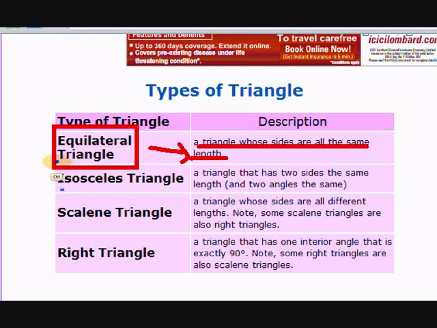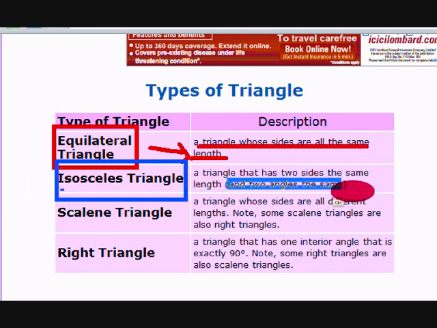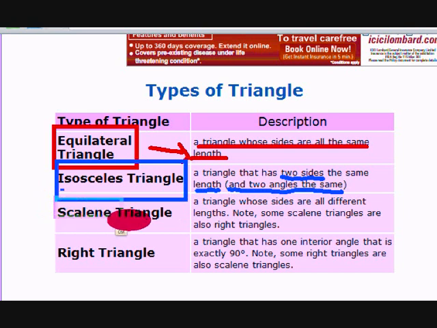Second one is the isosceles triangle. What is an isosceles triangle? A triangle whose two sides are the same. That's an isosceles triangle. Same in the sense of same length, and you should also note that the angles opposite those sides are also the same. The two sides should be the same and the angles should be the same. The third one is the scalene triangle, whose sides are all different.